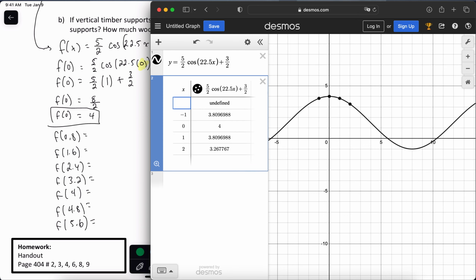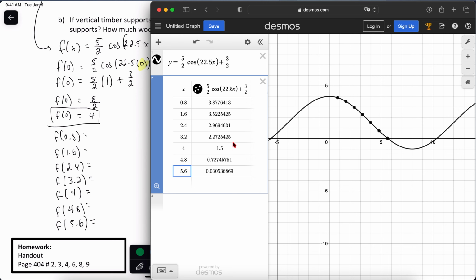Okay. And what I'm interested in is not the negative values. I'm interested in the values of 0.8, 1.6, 2.4, oops, 3.2, 4, 4.8, and 5.6.